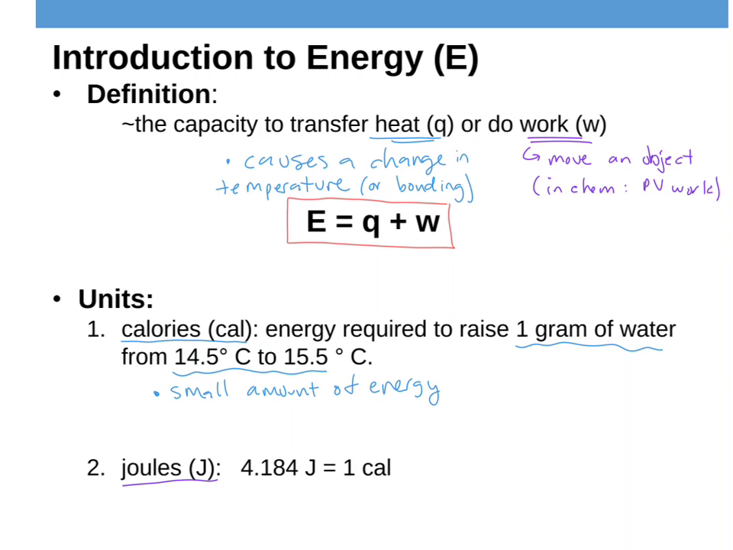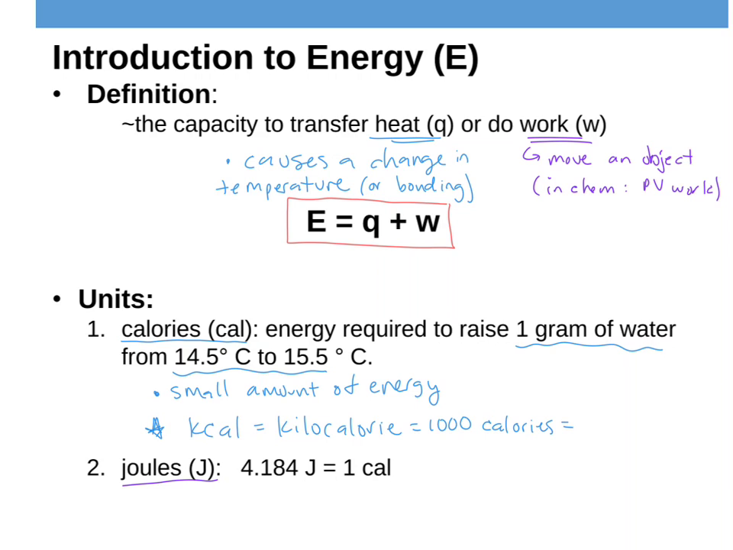And for us, on our scale, we almost always use kilocalories, kcals. 1,000 of these little calories, just like a kilogram is 1,000 grams or a kilometer is 1,000 meters. So a kilocalorie is probably something that you're going to see more often. A kilocalorie equals 1,000 calories.